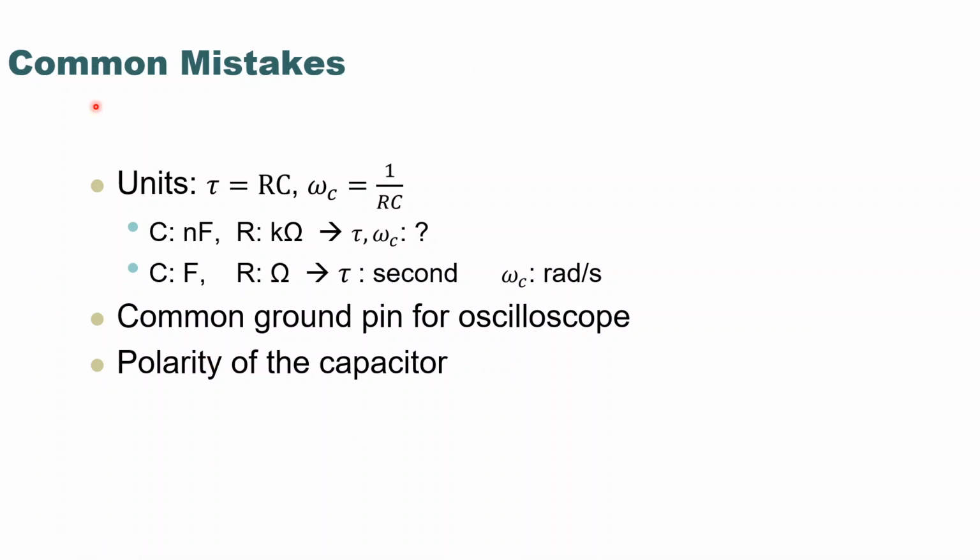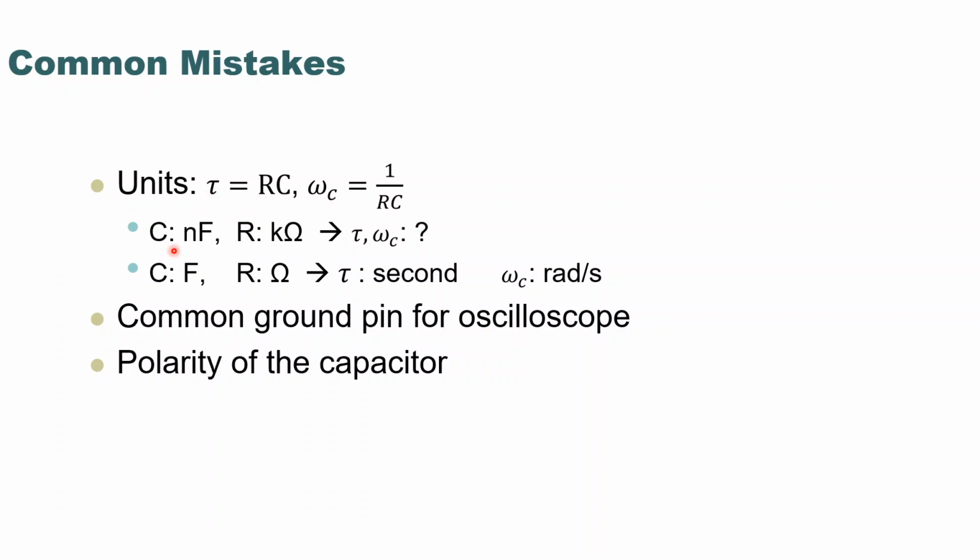So this is the video about some common mistakes we might have in the experiment. Since we're using the same circuit like last time, we also have some of the same mistakes here. So again, we need to care about the units. In this lab, we're calculating the time constant and the cutoff frequency.